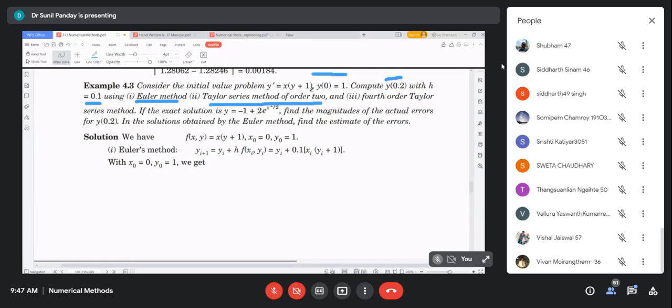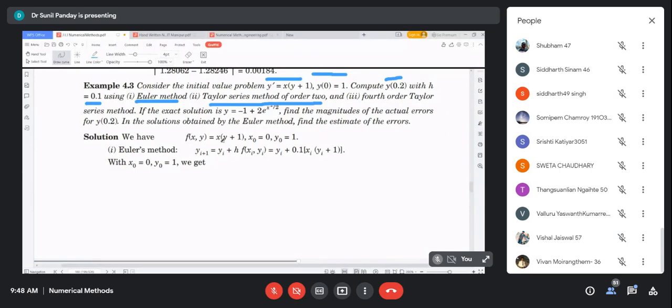So we have to solve this initial value problem. First our job is to identify what is f of x, y. You can see f of x, y is our y dash, and this is x plus y plus 1. Then you have to identify x naught, which is 0, and y naught, the value of y at 0. This is the thing you have to identify from the given problem: what is f of x, y, what is x naught, and what is y naught.